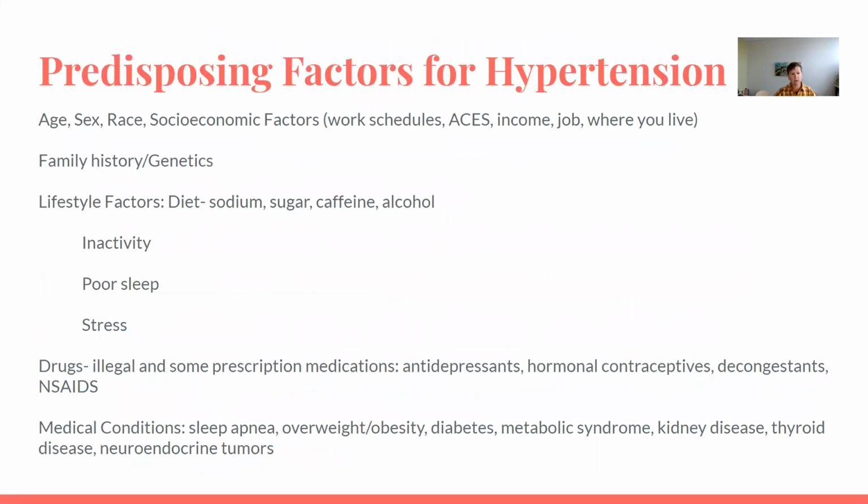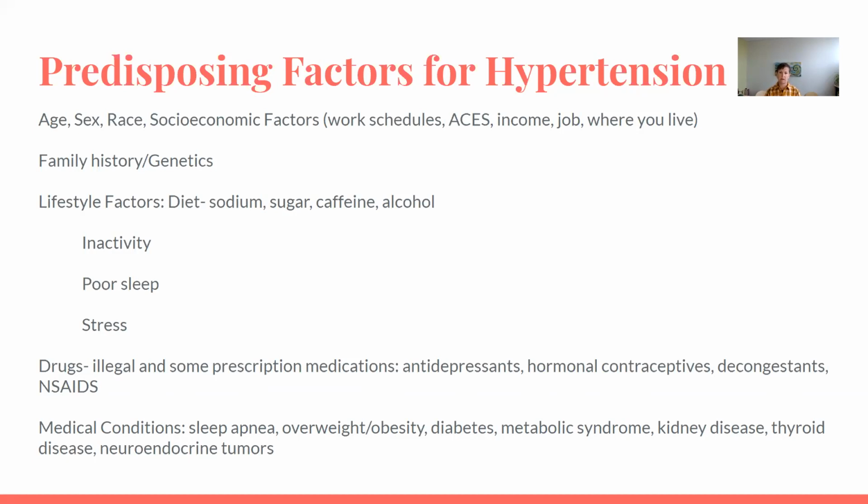All right, so some predisposing factors for hypertension. Age, as we age, our blood pressure will go up, definitely. In terms of sex, male more likely than female, race, African American people tend to have higher blood pressures. Socioeconomic factors really interesting. So you've got to think about income, jobs, where people live, what foods are available, work schedules. Night shift workers can tend to have more issues with blood pressure, as can swing shift workers, and also ACEs. So those adverse childhood events.